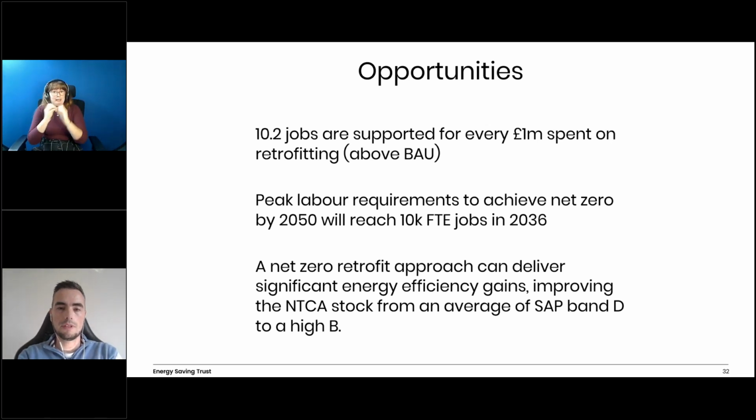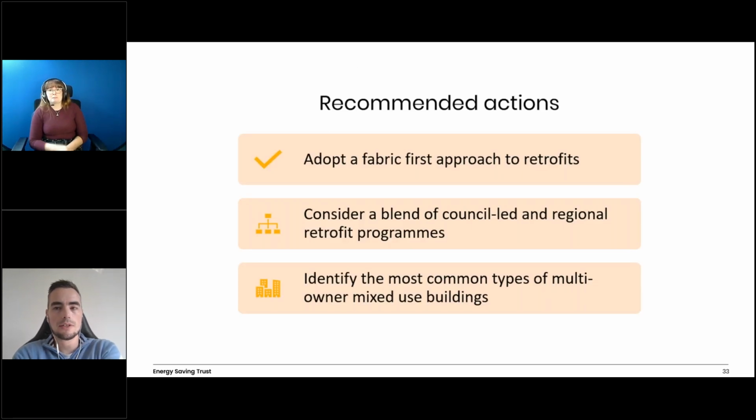So moving forward, just the final couple of bits. The recommended actions that came on the back of the work that we did with them: obviously adopt a fabric first approach. I don't think that would surprise anybody on the webinar this afternoon. But consider a blend of council-led and regional retrofit programs. So in other words, don't try to do everything yourselves. Look at how we can all collaborate and work together, bring in financial partners, banking groups, local delivery specialists, that sort of thing. By working together, we have a better chance of creating programs that actually encourage action.